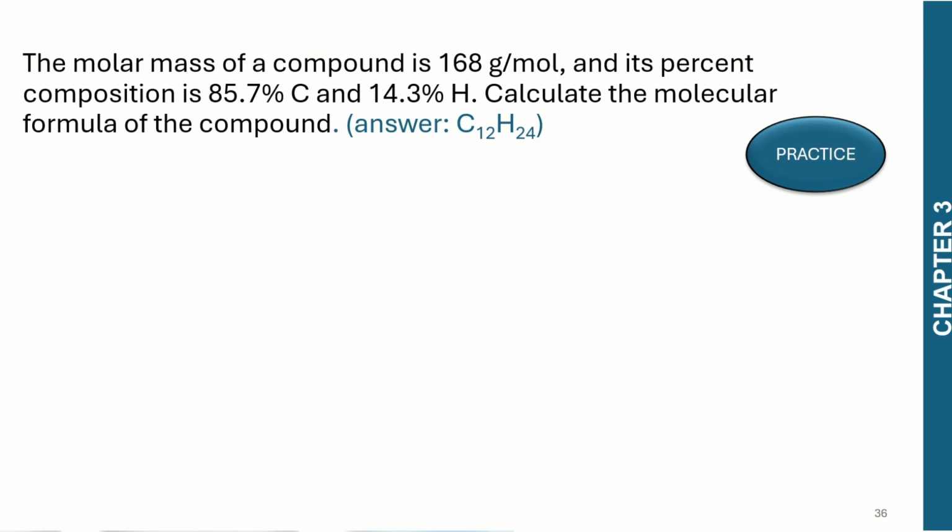One more, it's over here. The molar mass of the compound is 168 grams per mole, and its percent composition is 85.7% carbon and 14.3% hydrogen. Calculate the molecular formula of the compound. I have the answer over here, but I will ask you to pause the video and try by yourself.